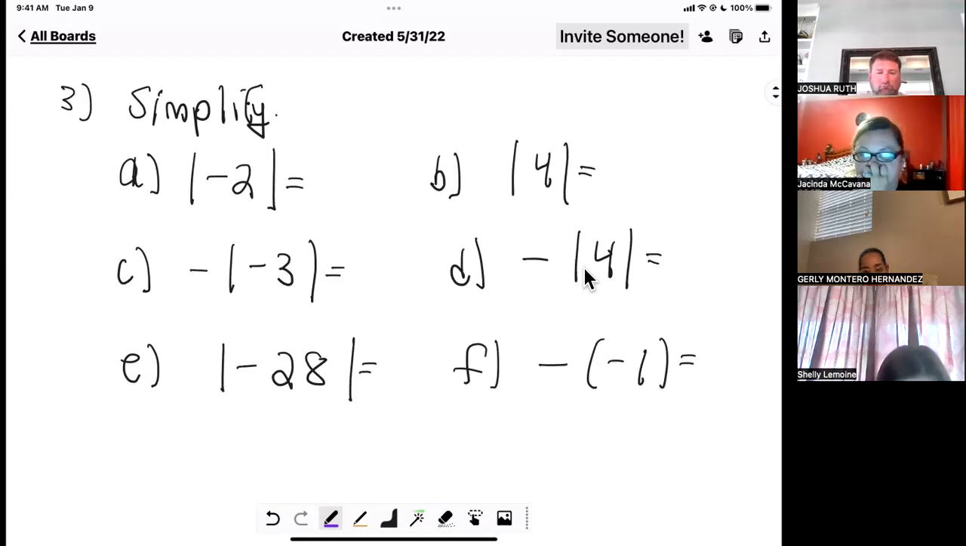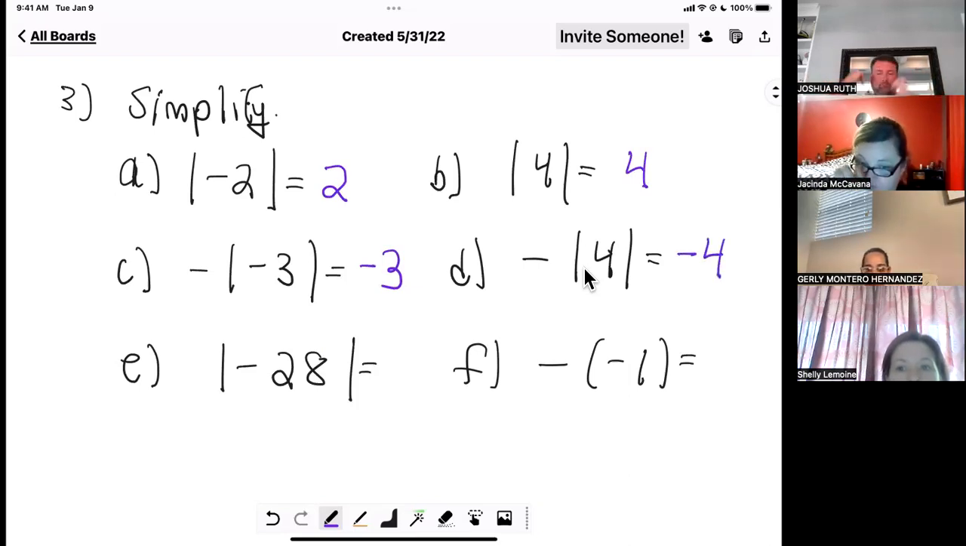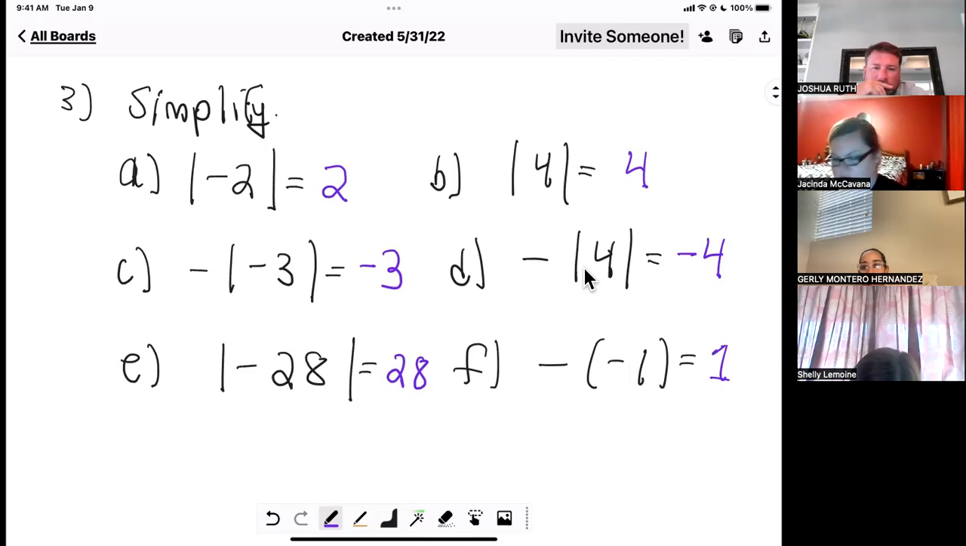Start writing answers down, but don't look unless you want to look. Okay, whenever you're ready, you can look up and put all the answers down and see how you did.